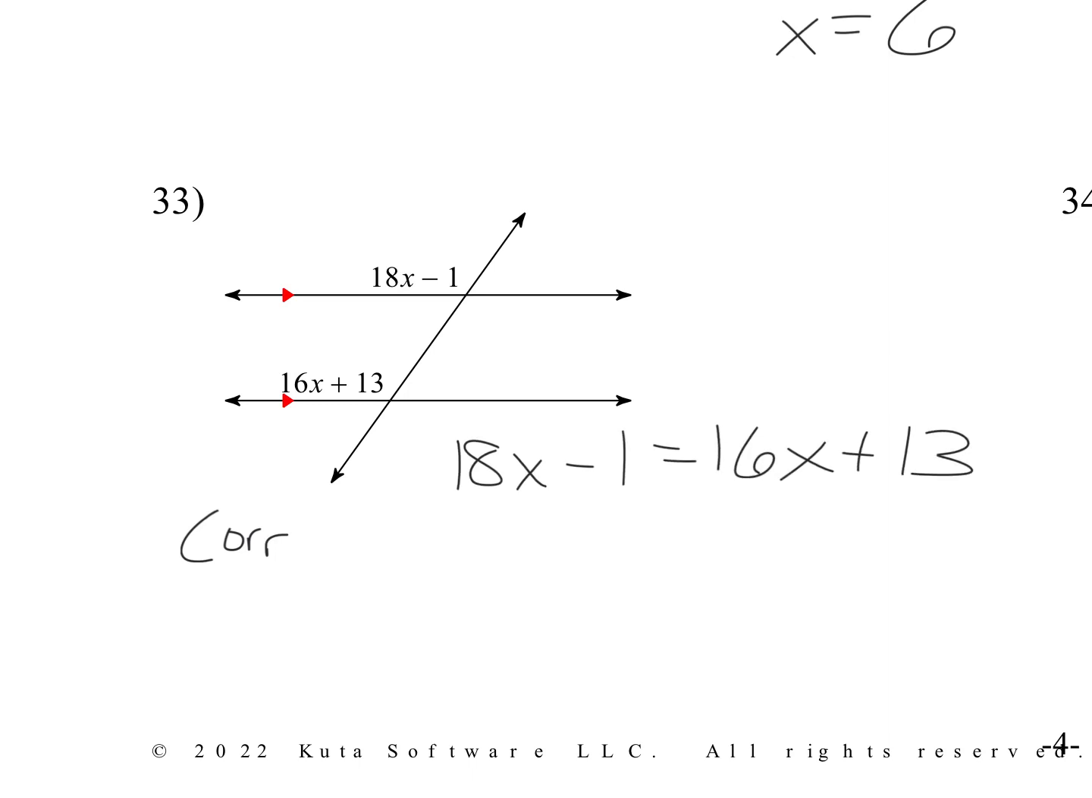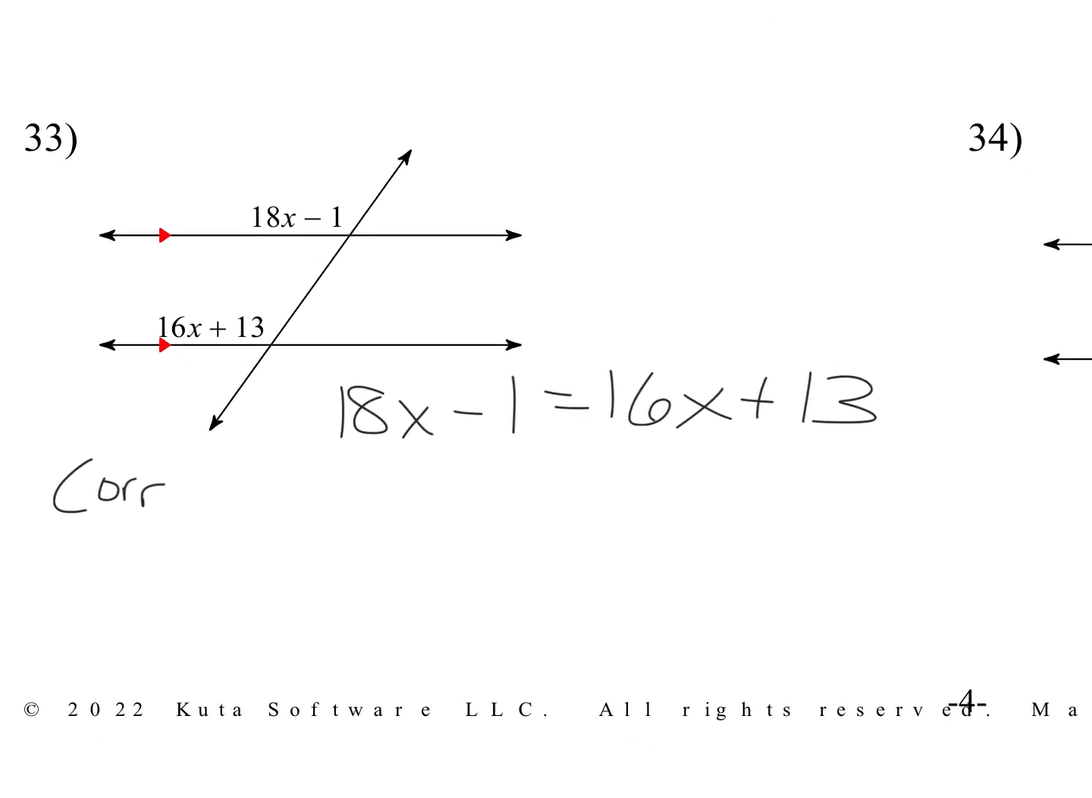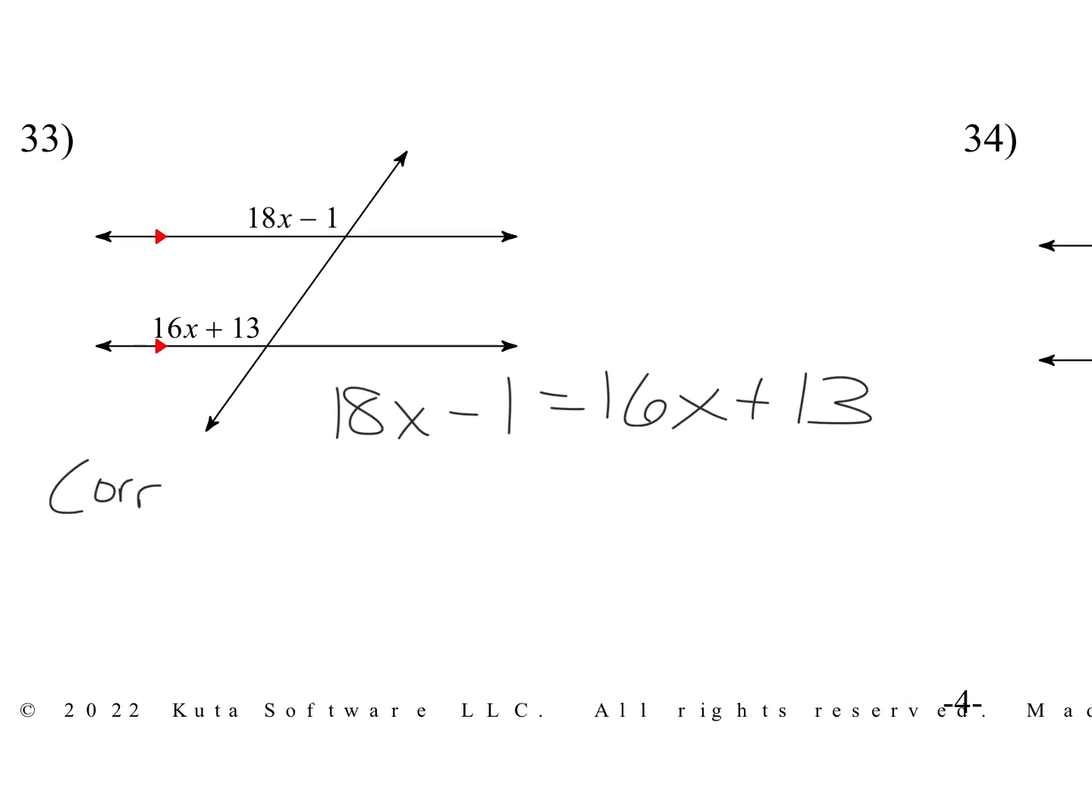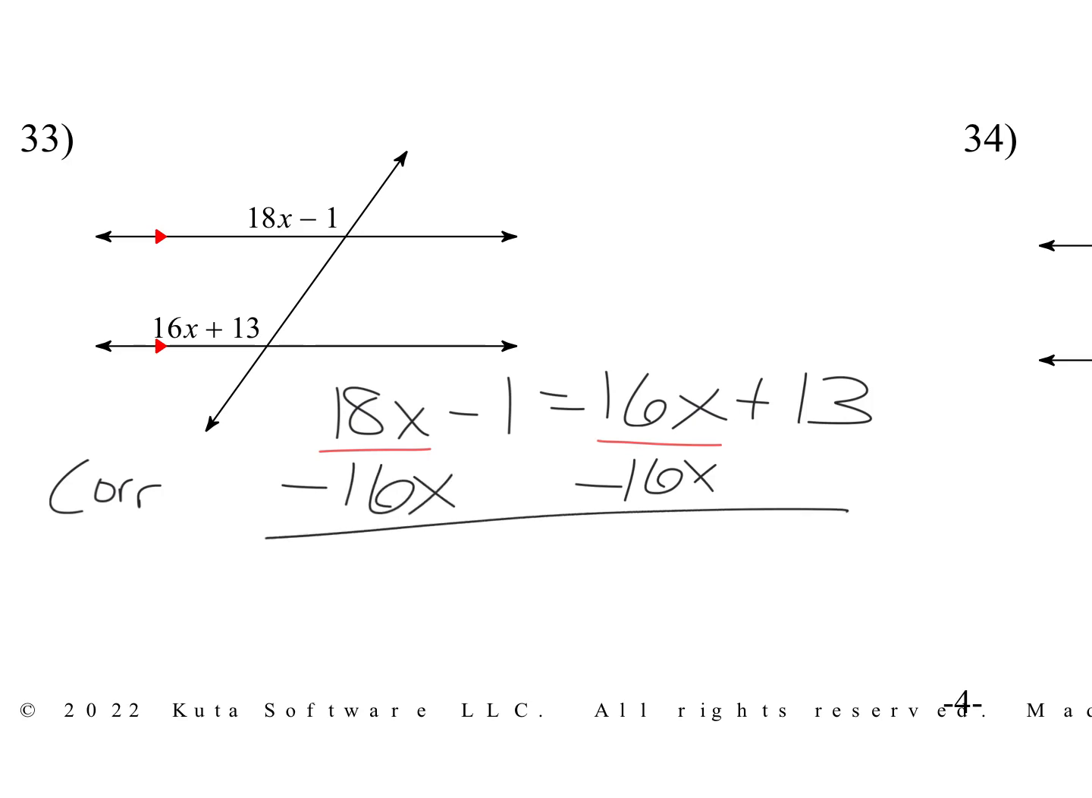Now, pay attention because sometimes we struggle when we have x's on both sides. From here, I want you to underline your x's. We want to get them on the same side, so I just want to move one of them. Doesn't matter which one you move. Which one do we want to move? 16. Do I add or subtract it over? Subtract 16x on both sides, so you can keep it positive. 18 minus 16 is 2. We have 2x minus 1 equals 13.